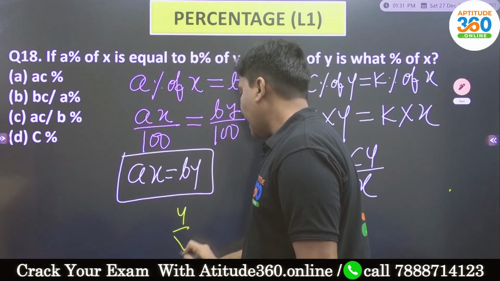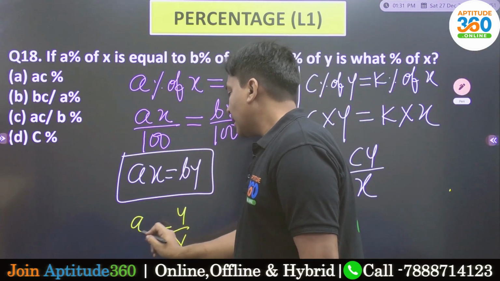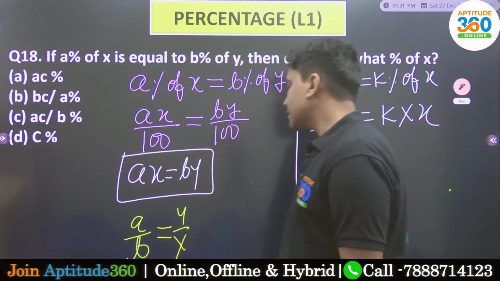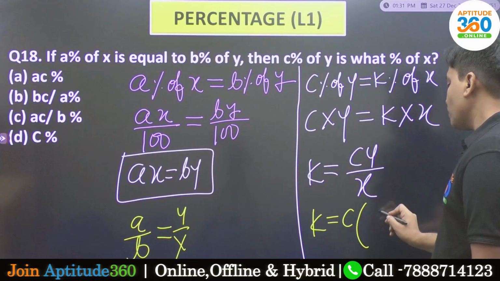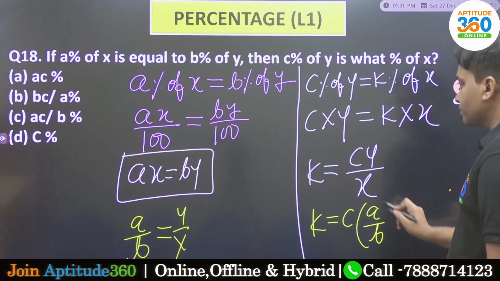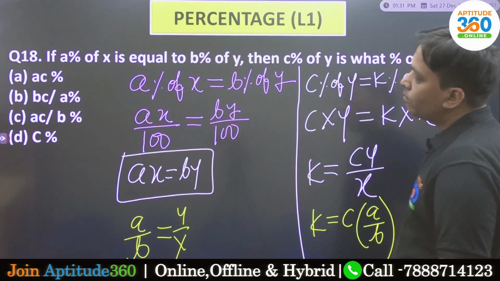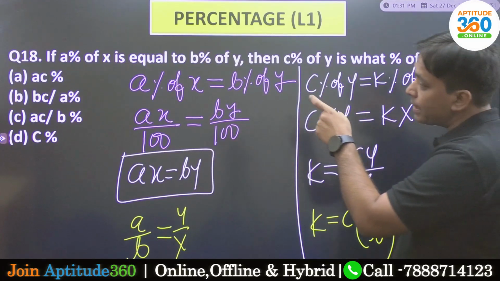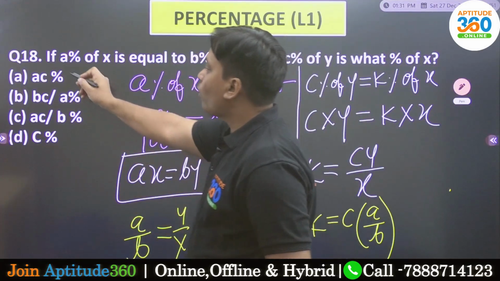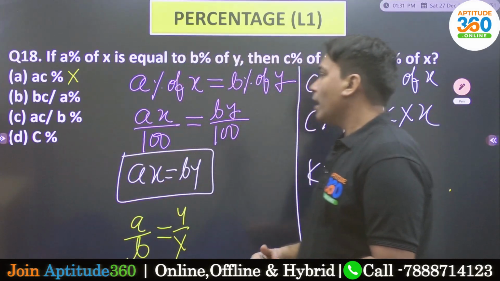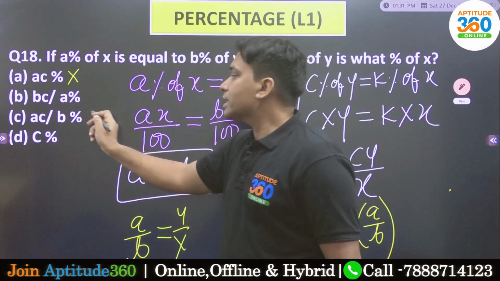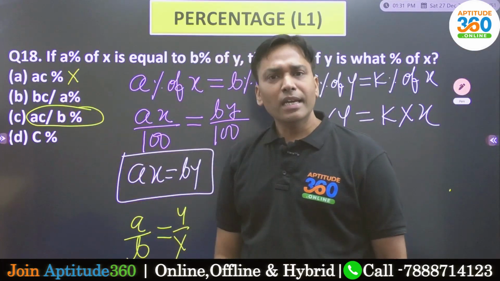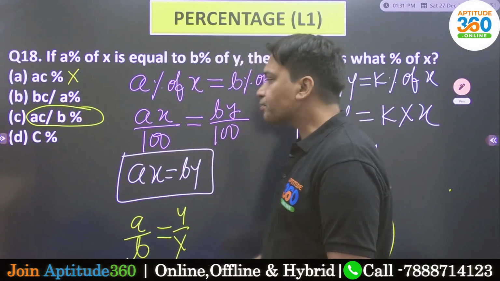y by x is equal to a by b, isn't it? So now k will be c into a by b. So if you want to solve this thing, k% बोला है ना, देखो, why the first is not the answer? Because you have got AC in the numerator, but B भी तो चाहिए, which is option number C. Isn't it simple, right?